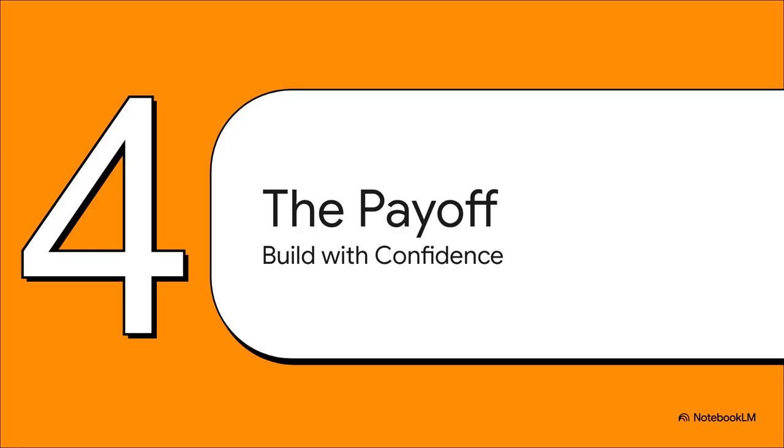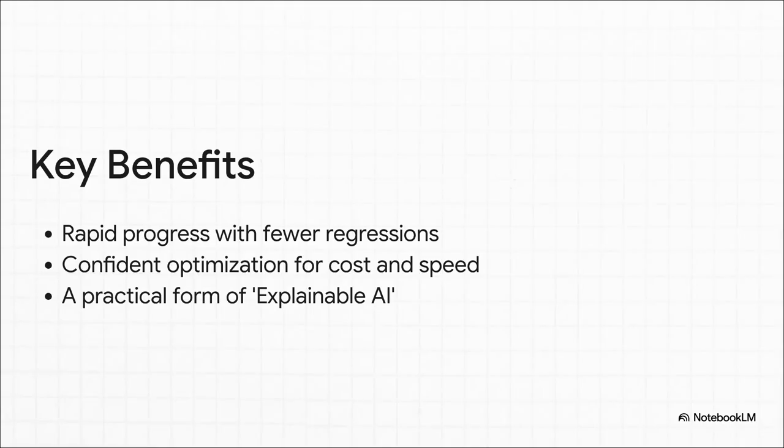Okay, so what's the big payoff here? What does this all add up to? Well, it all comes together to create a fundamentally better and, frankly, more confident way to build with AI. When you adopt this method, the benefits are huge. First, you get rapid, predictable progress and way fewer of those painful regressions. Second, you get the freedom to optimize your solution for cost and speed without guessing.